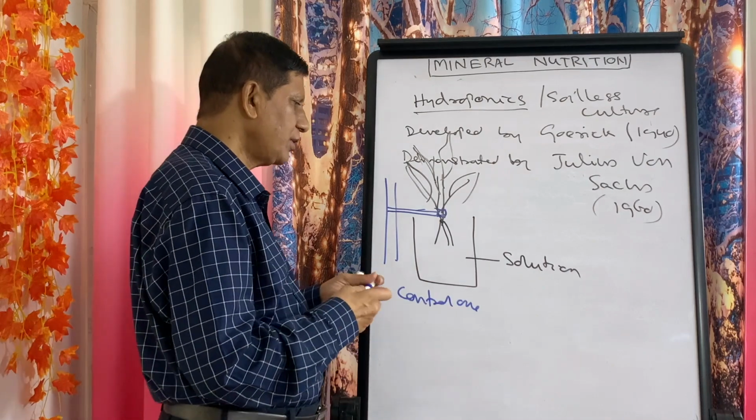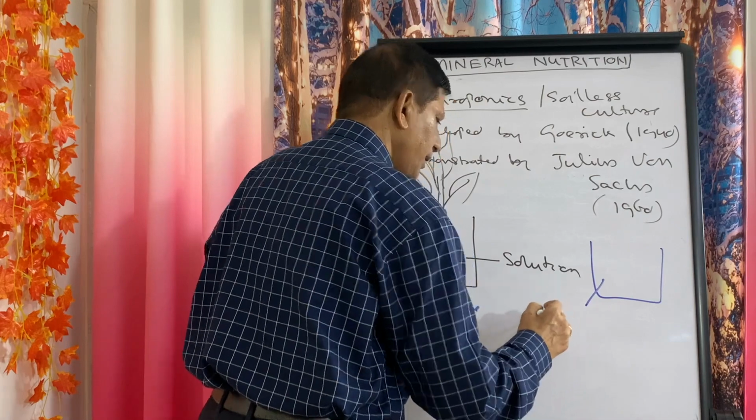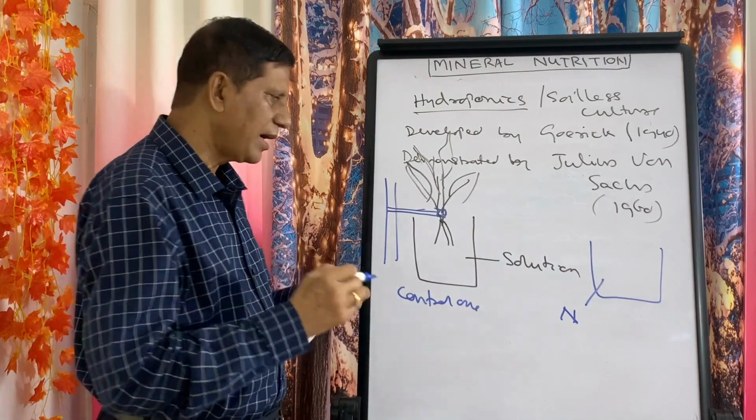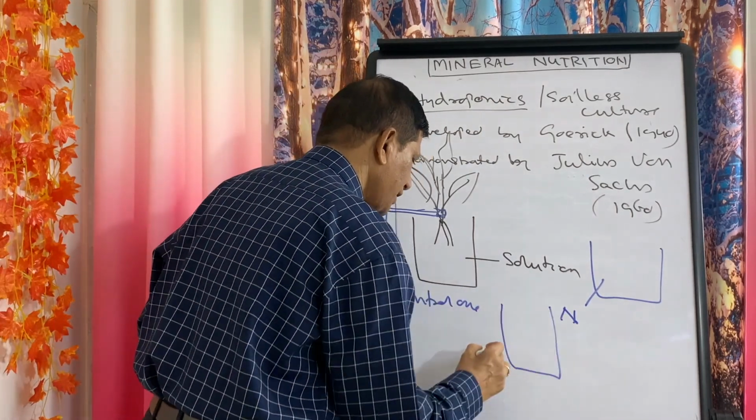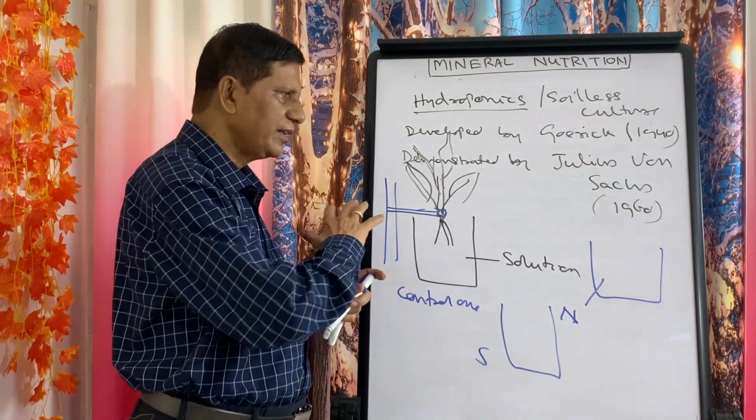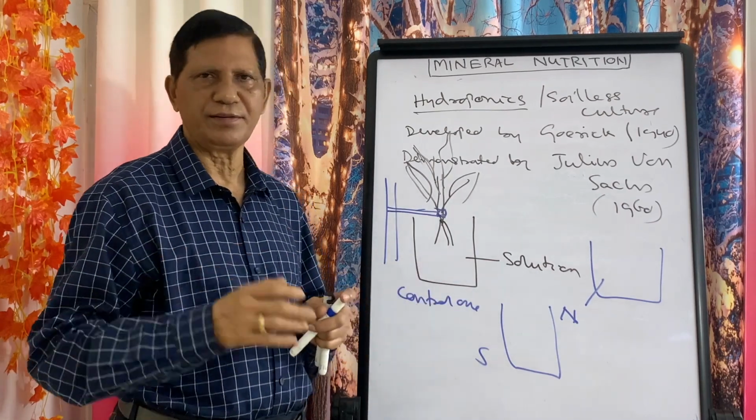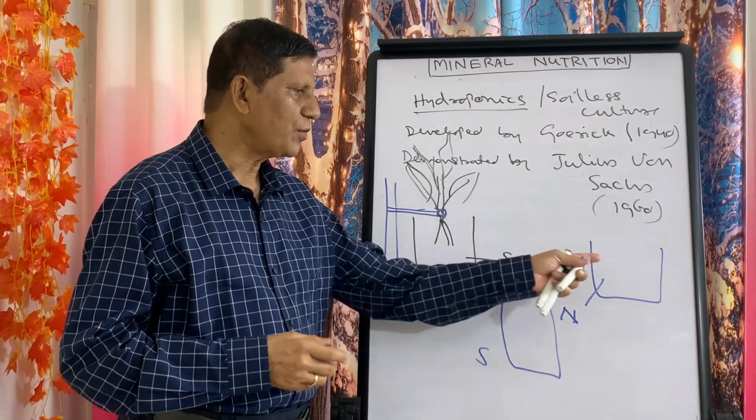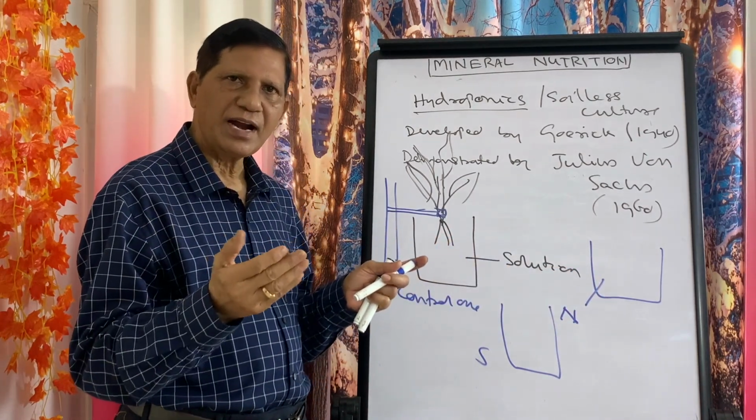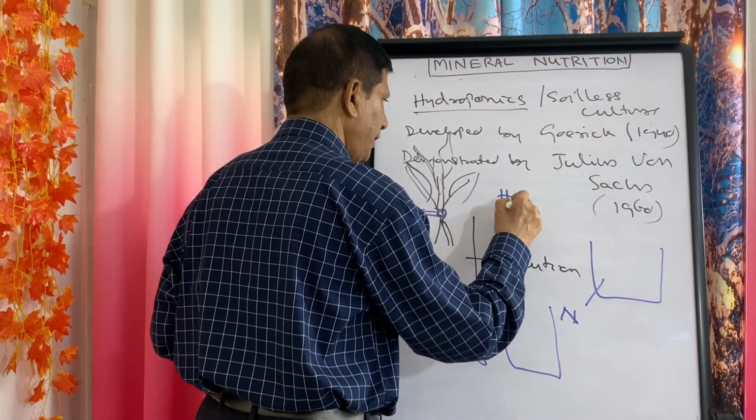Then suppose in another one, you give everything except nitrogen. Then another one except sulfur, another one except calcium, like that. You will find the growth and development of all these plants in different culture mediums are different, because when there is no nitrogen, the growth of the plant body will be different, and there will be some hunger signs. This is again very important.